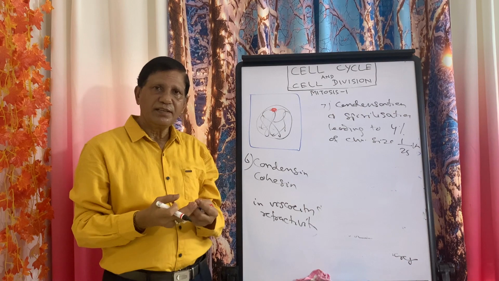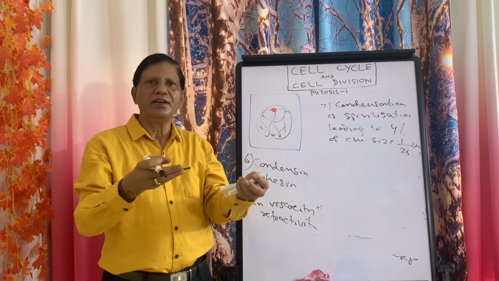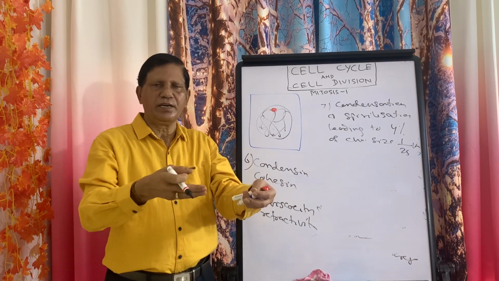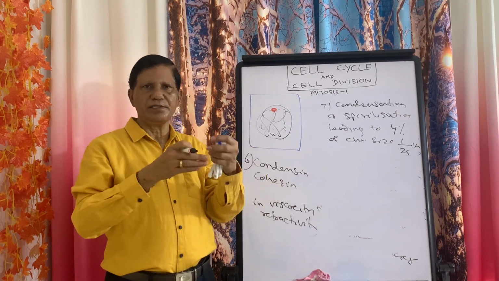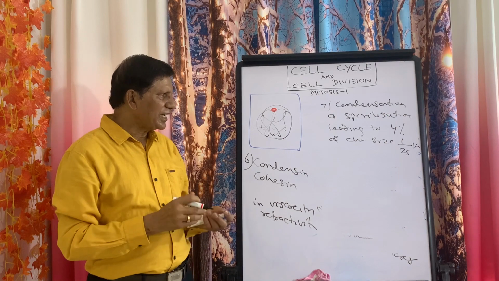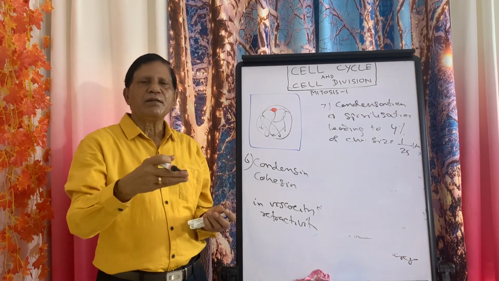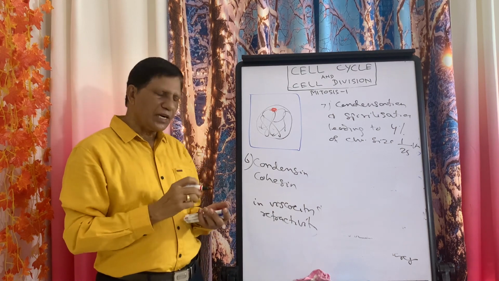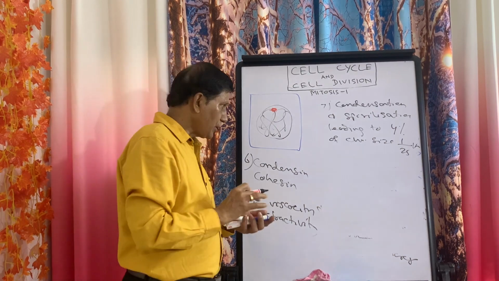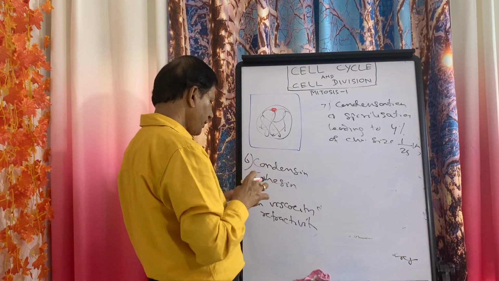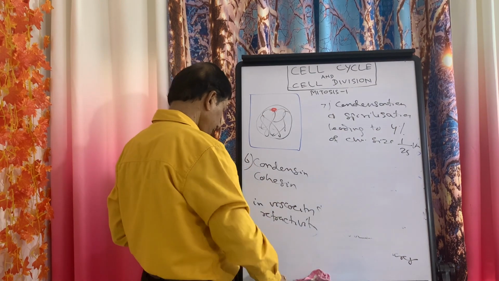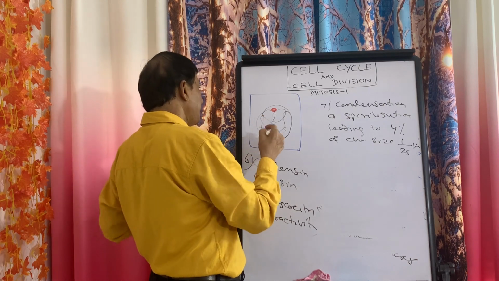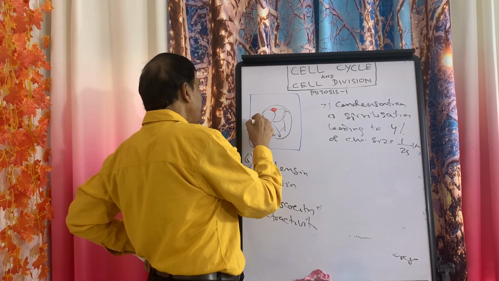As a result, the chromosomes will be a little bit clearer, because in the interphase they were not clear. So now, to some extent, they will become clear because of the condensation and spiralization. Now side by side, some other things happen. If it is an animal cell, centrioles are present. Suppose here two centrioles are present. These are the centrioles. At this stage, the centrioles will replicate.